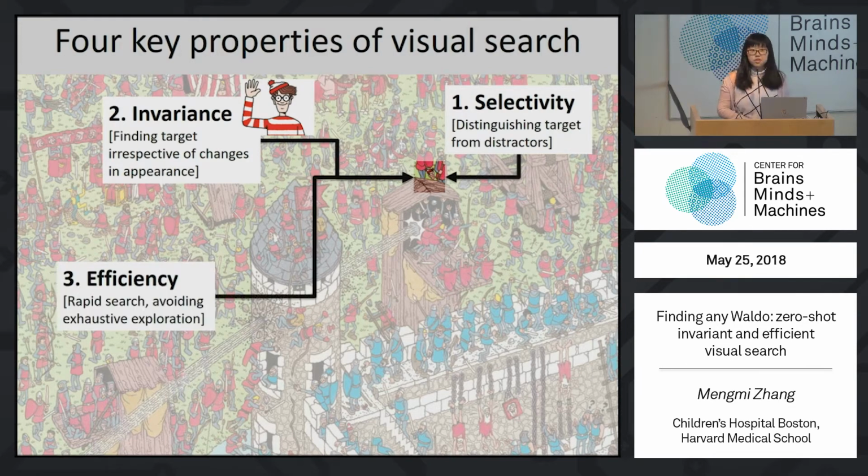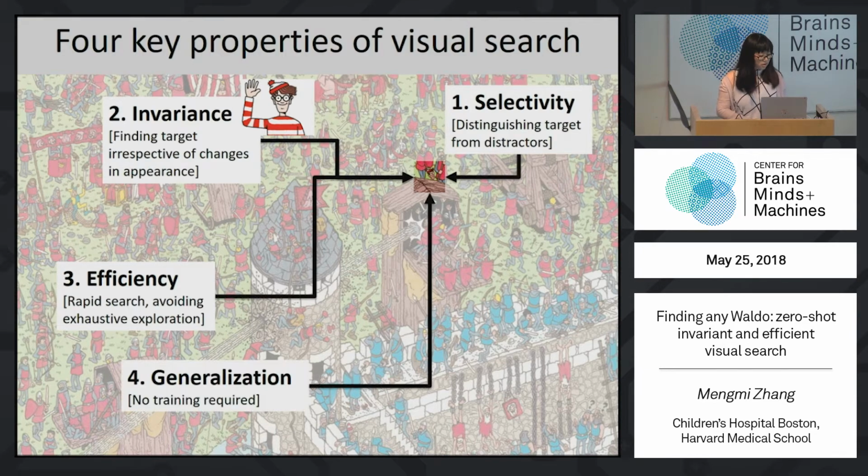Number 3, efficiency. Instead of exhaustively sampling all the pixels on this search image, people could actually perform rapid search in a few number of fixations. Number 4, visual search requires little prior training. Even for those people who have never seen Waldo before, given only one exemplar target Waldo image, people could still generalize the concept of Waldo and find him quickly.